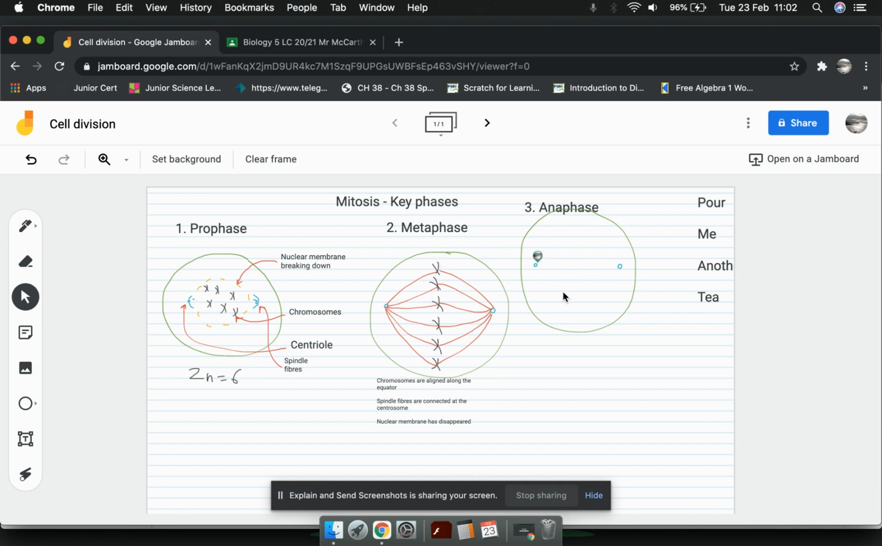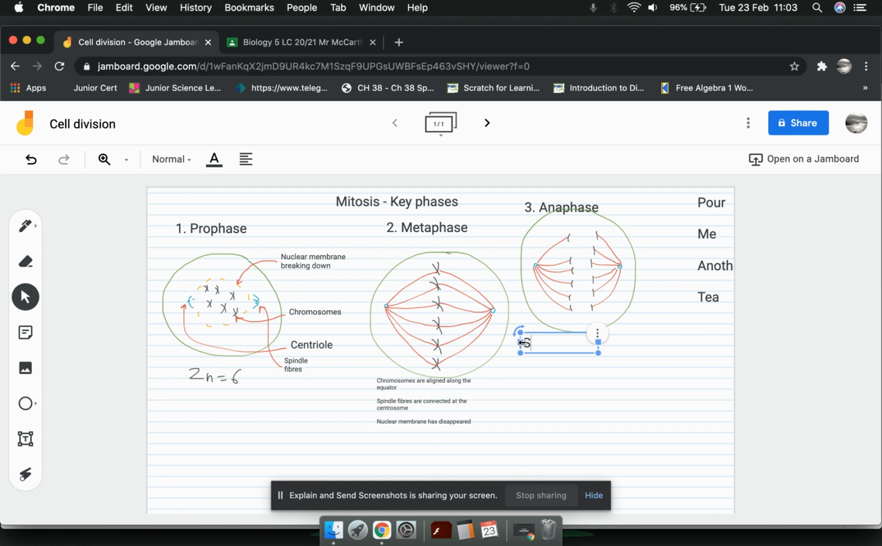Okay, so we want to draw in 1, 2, 3, 4, 5, 6. And the same on this side, 1, 2, 3, 4, 5, 6. And now we want to draw the sister chromatids. So we have 1, 2, 3, 4, 5, 6 on either side. And what's important here is that these are genetically identical. Sister chromatids are genetically identical.